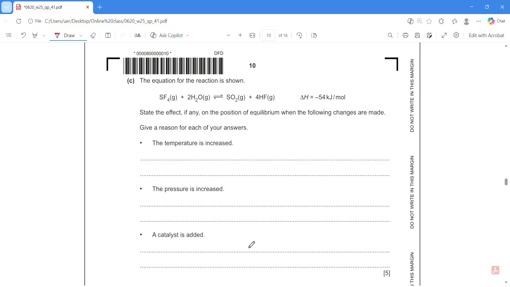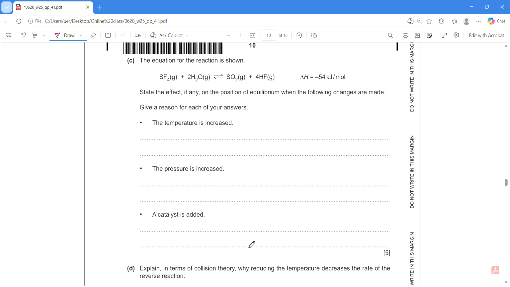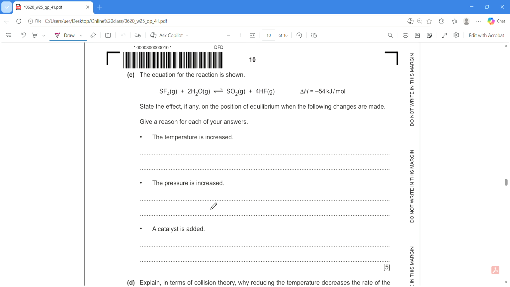Good. Question C, equilibrium. What happens when temperatures increase? For equilibrium, temperature increase, the equilibrium shift to endothermic. This one you have to memorize. I know my forward is exo, means my backward reaction is endo. So the equilibrium shift to the left, because backward reaction is endothermic.